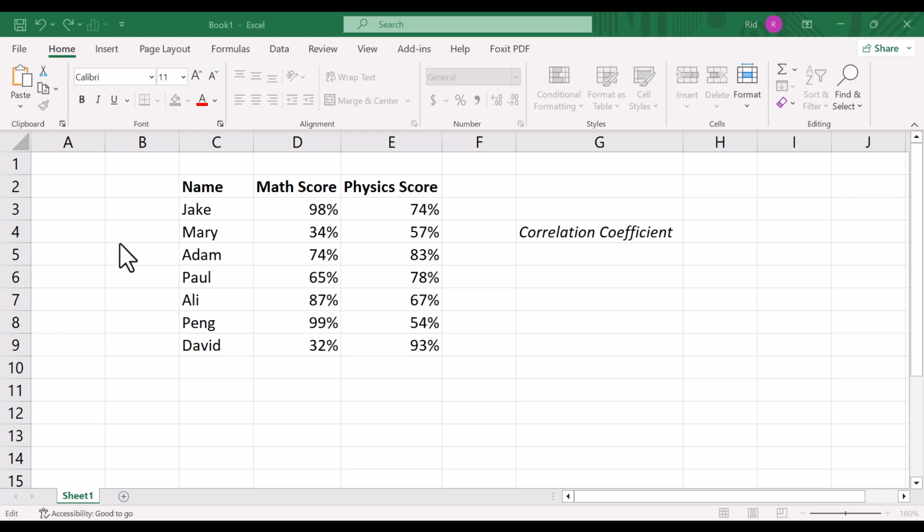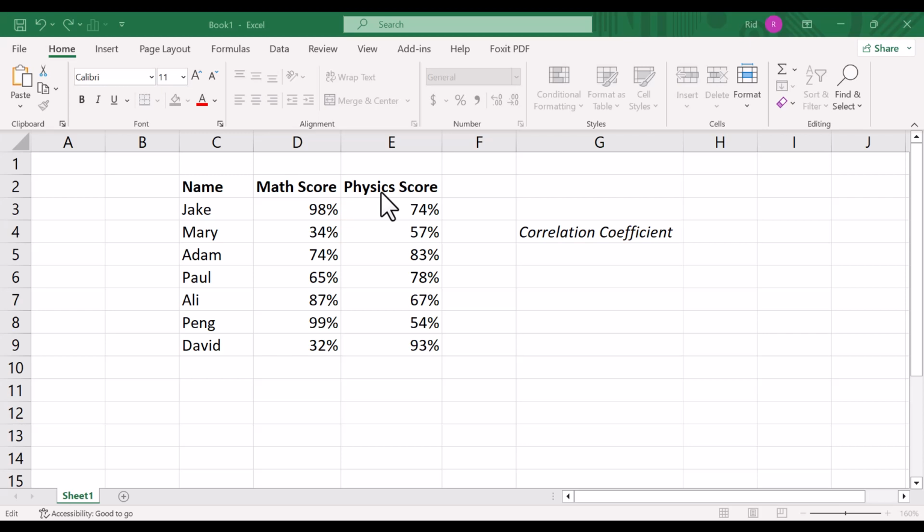As you are seeing now, we have the list of students in a particular class and their math and physics scores. I want to see if there's a relationship between the math and physics scores. Does it mean that if a student has a high math score, that student is likely to have a high physics score? Or if a student has a high physics score, the student is likely to have a higher math score? Or if a student has a lower math score, the student is likely to have a lower physics score? We want to see this correlation between these two numerical variables.